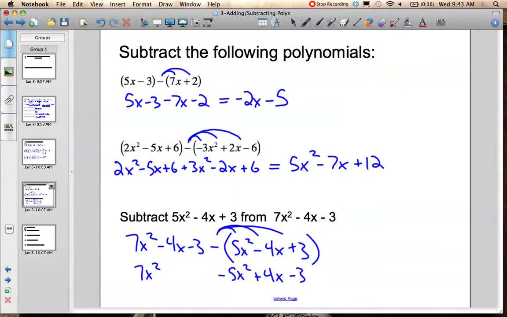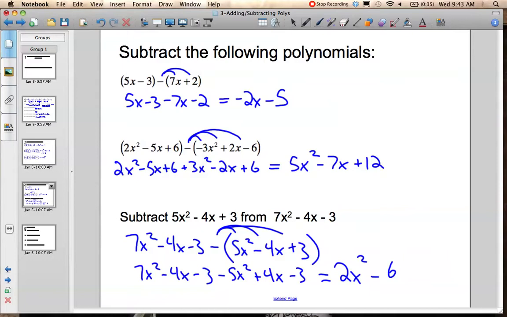And if I bring down my first one, combining terms, I'm going to get a 2x squared. I'm going to get no x's because -4 plus 4 is 0. Subtract 6 because the -3's combine to -6. So the big thing here is to distribute the negative through. And if you're given a phrase like "subtracted from," make sure you put them in the right order.